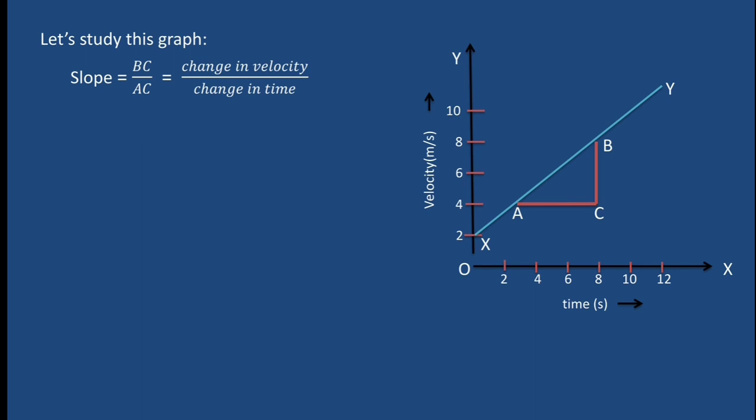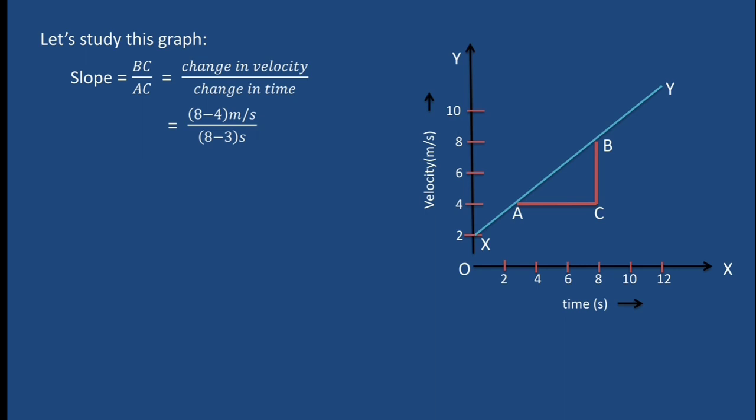Now let us try to find out the value of this acceleration. So change in velocity can be written as value of velocity at the point B minus value of velocity at the point A. Now we see that velocity at the point B is 8 meter per second and velocity at the point A is 4 meter per second. So the change in velocity is 8 minus 4 meter per second.